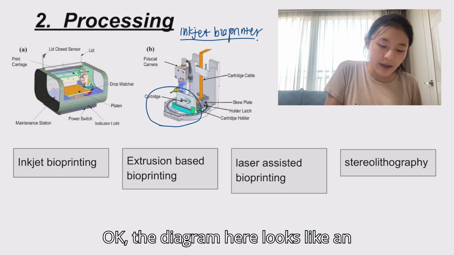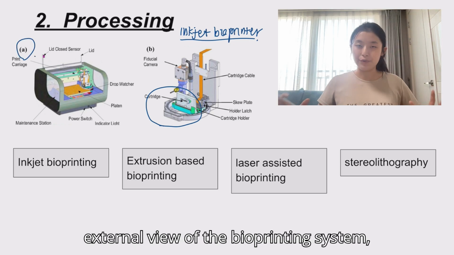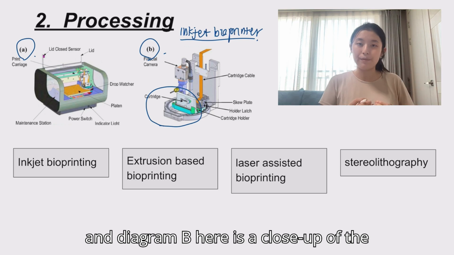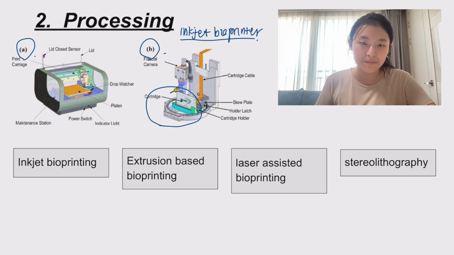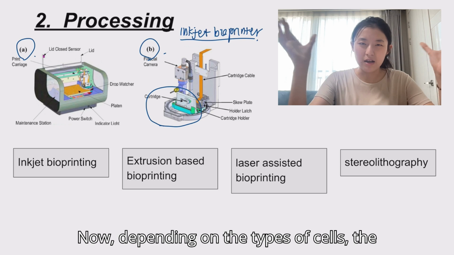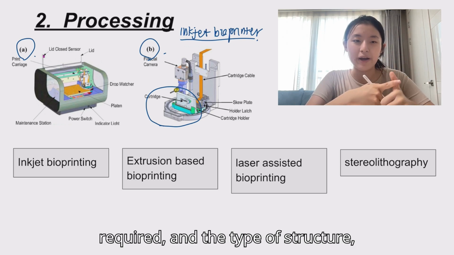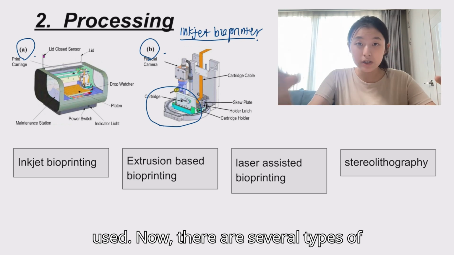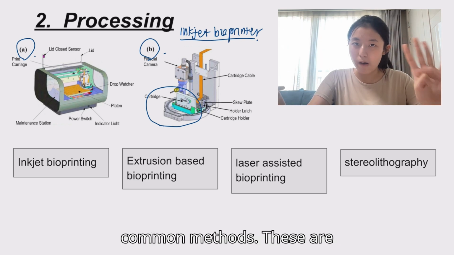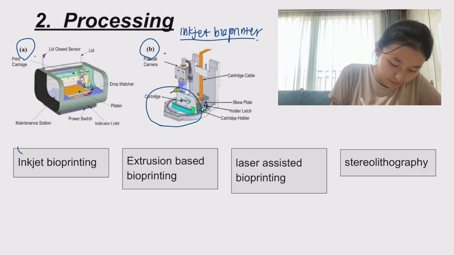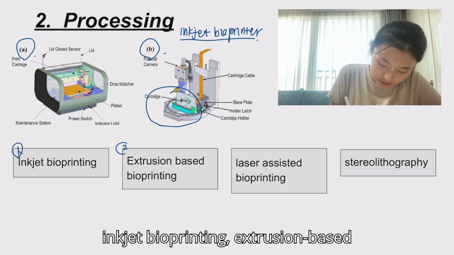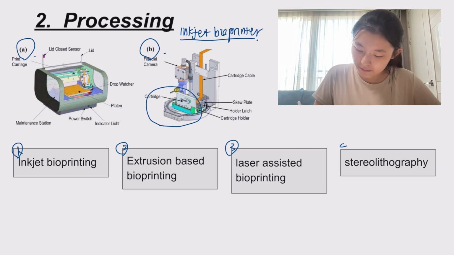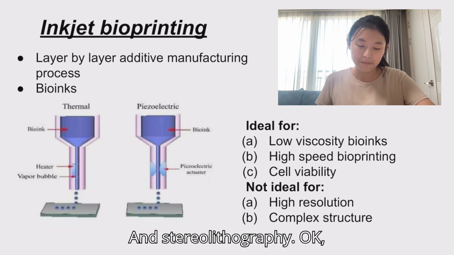Okay. The diagram here looks like an external view of the bioprinting system, and diagram B here is a close-up of the print head and the cartridge system. Now, depending on the types of cells, the tissue complexity, the resolution required, and the type of structure, different bioprinting techniques are used. Now, there are several types of bioprinting techniques, but we have four common methods. These are inkjet bioprinting, extrusion-based bioprinting, laser-assisted bioprinting, and stereolithography.